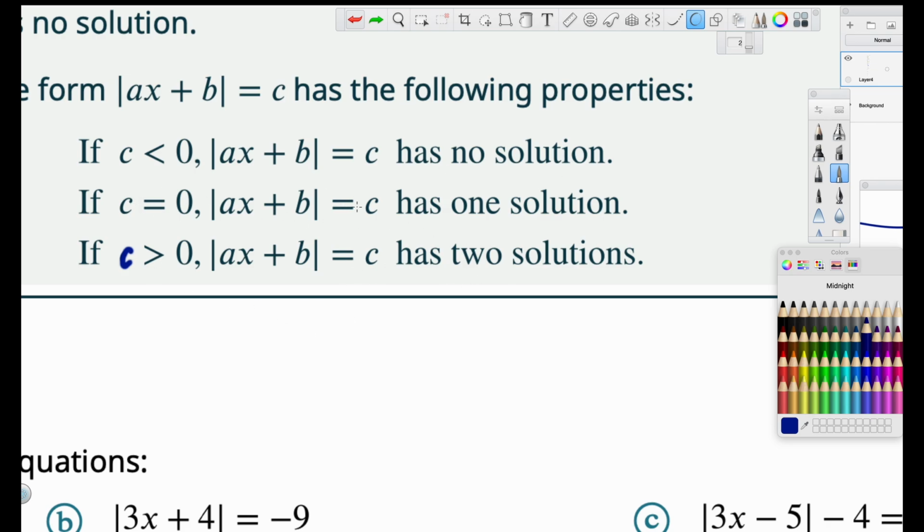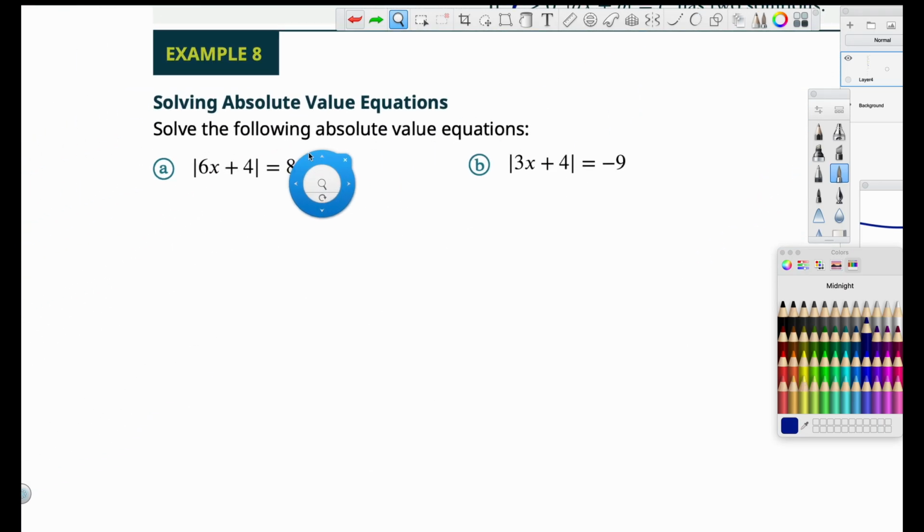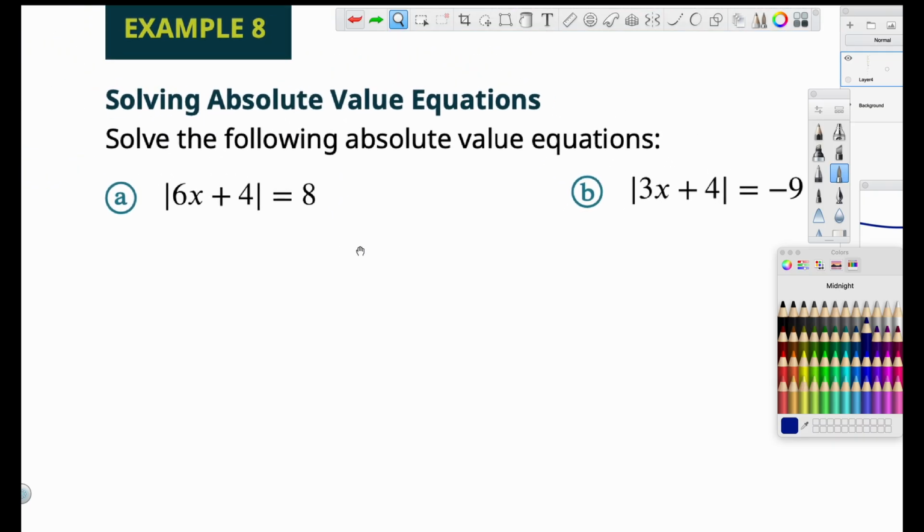If the c value happens to be 0, then that means that inside of this quantity, inside of absolute value, would also be 0. And so it would just be one solution. We don't have a positive and negative 0. So one solution. So let's see a couple of examples solving some absolute value equations and see if this makes sense.